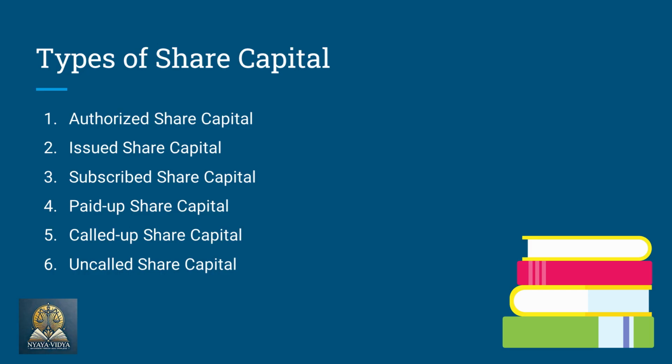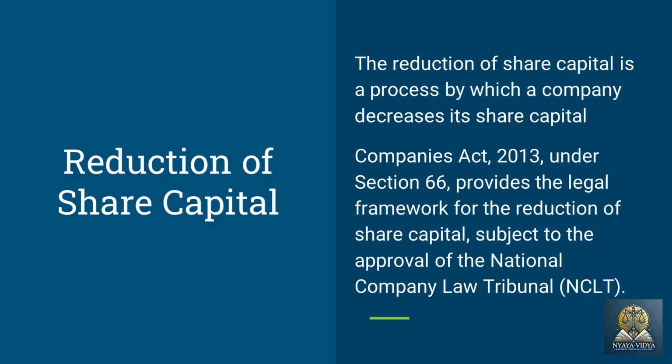And the uncalled share capital is where a person is supposed to pay 1 lakh rupees, for example, but the company asked only to pay 50,000 rupees. In this case, the remaining 50,000 is uncalled share capital. So these are six very important types of share capital we need to understand. And the next topic in the question is reduction of share capital.